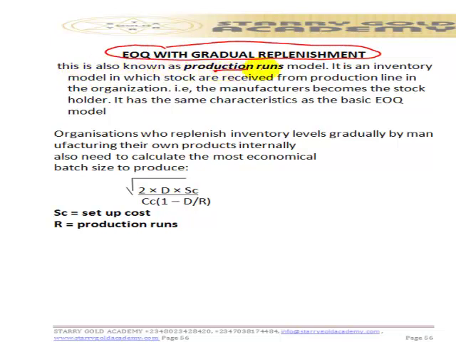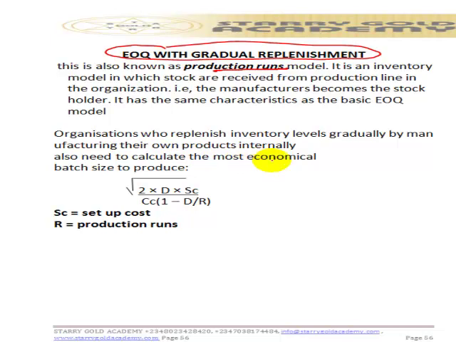This is also known as production runs model. It is an inventory model in which stock are received from production line within the organization. That is, the manufacturer becomes the stock holder. It has the same characteristics as the basic EOQ model. The organization will replenish inventory levels gradually by manufacturing their own product internally.